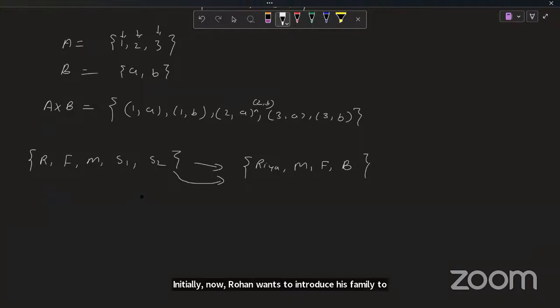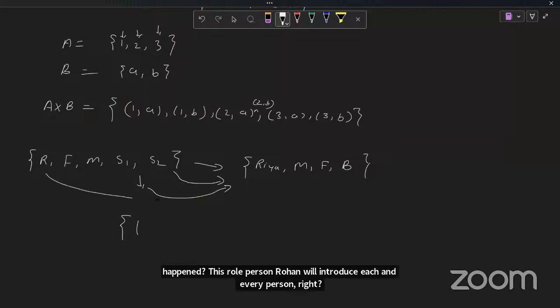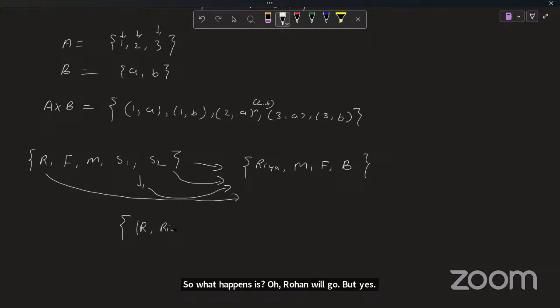Whenever we have to fix a marriage, if you have seen, what happens is, this person's family will go to Ria's home. Rohan's family will go to Ria's home, and Rohan will introduce each and every person. Firstly, Rohan will be introduced to Ria. Initially, he has introduced himself. Now, Rohan will meet his mother.